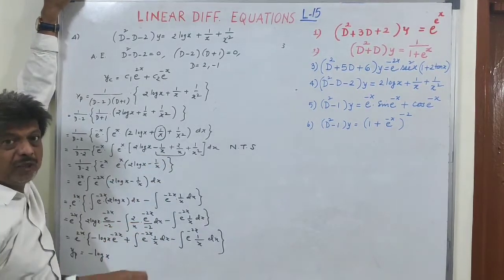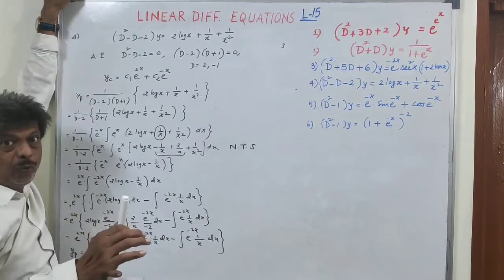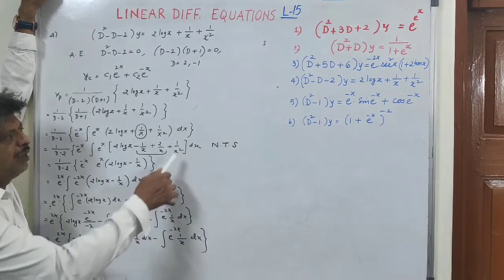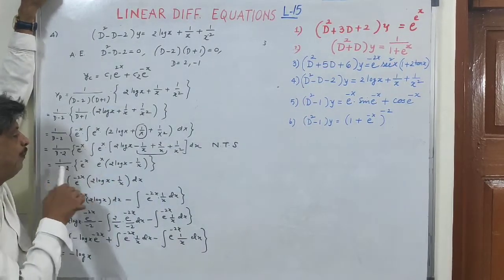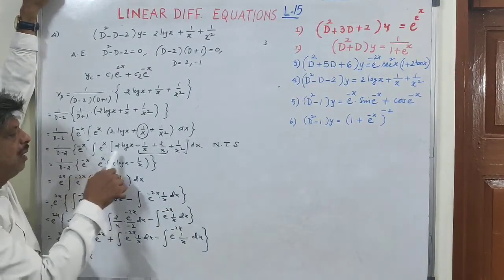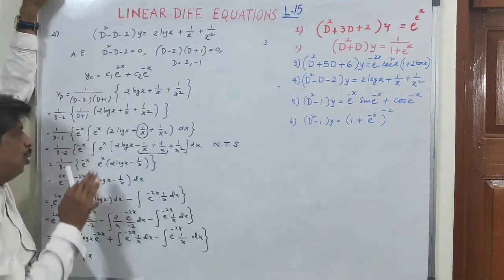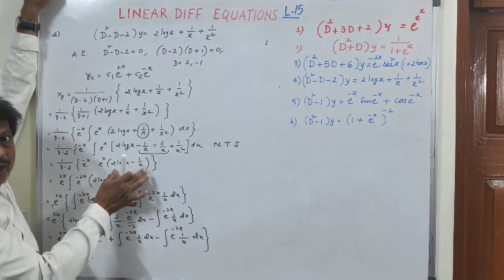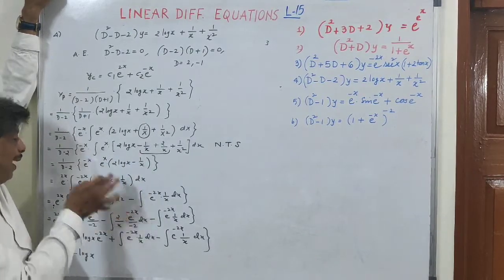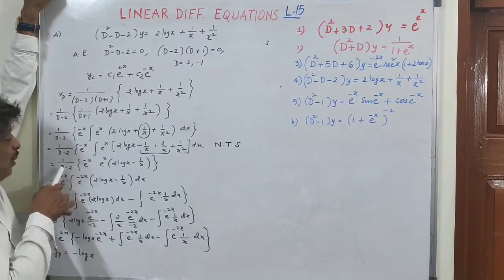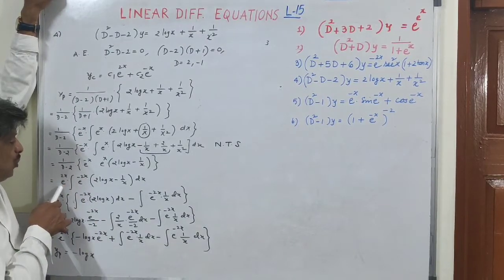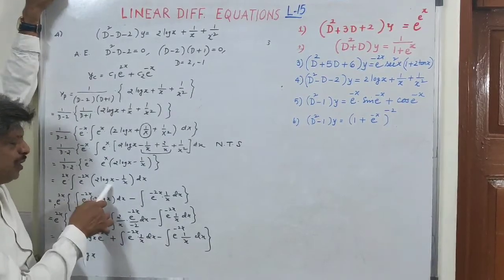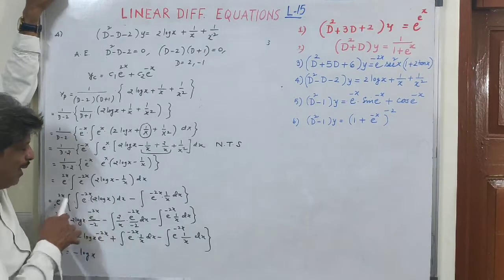And what is the derivative of 2 log x minus 1 by x? Derivative of 2 log x is 2 by x, and derivative of minus 1 by x is plus 1 by x square. So this is of the type e raised to power x integral f of x plus f prime of x. So the integral of this is e raised to power x into f of x, which is 2 log x minus 1 by x. Again, a second time I am introducing D minus 2, e raised to power 2x, and e raised to power minus 2x into this 2 log x minus 1 by x.